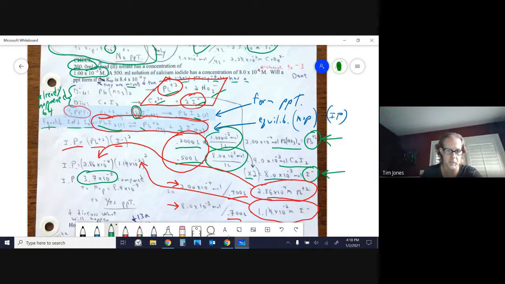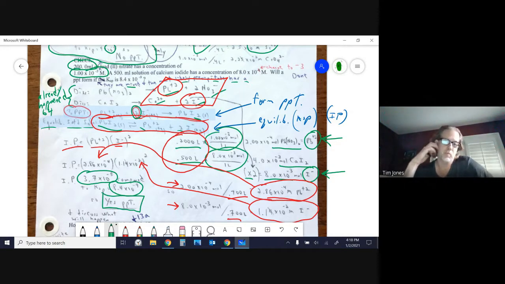We're comparing that to the KSP that was given in the question. By the way, if you're not given the KSP in a problem like this, that means you probably have to look it up in the book. Notice, in this case, our ion product is a bigger number. So yes, it will precipitate. And if I were to ask you to describe what would happen, like it says in the notes, you would say the lead and iodine ions will precipitate until the ion product equals the KSP of 8.4 times 10 to the negative 9, at which point you would have a saturated solution at equilibrium.